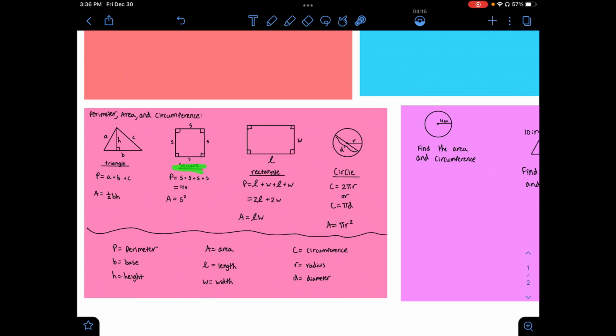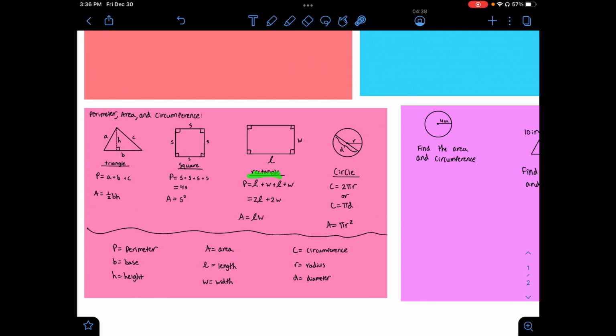Now we're going to do squares. The perimeter of a square is you add the sides. Just like you would in the triangle, you add the sides for the square, except since it's a square, all 4 sides are equal, so you can just do 4 times the length of one side. And then for the area, you do side times side, which is also the same as side squared.